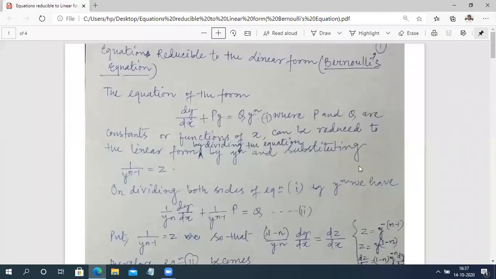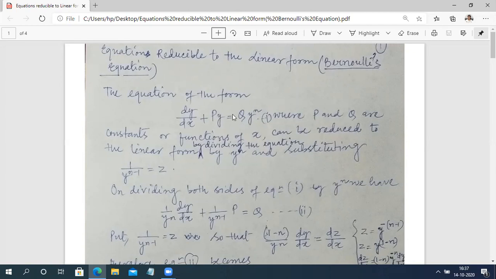Hello everybody. In today's lecture, I am going to discuss the equation which can be reduced to linear form. Actually, this type of equation is also known as the Bernoulli equation. The equation which is of the form dy/dx + P y = Q y^n, where P and Q are functions of x, can be reduced to linear form by dividing the whole equation by y^n.